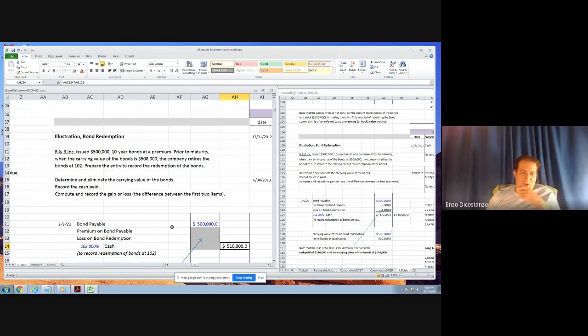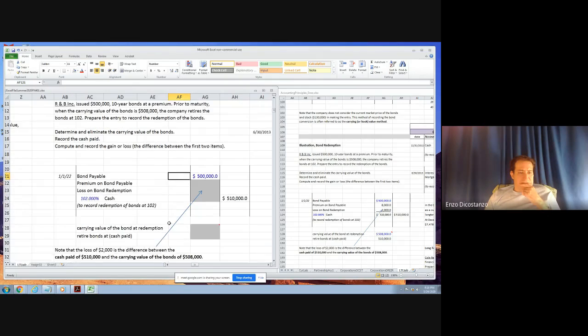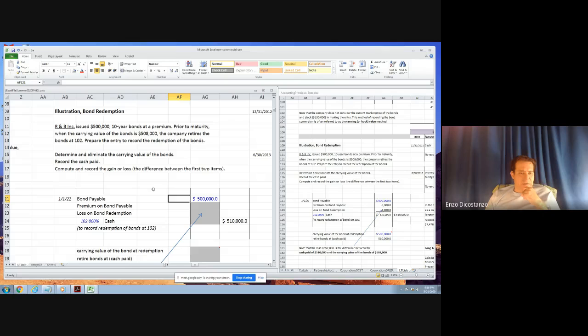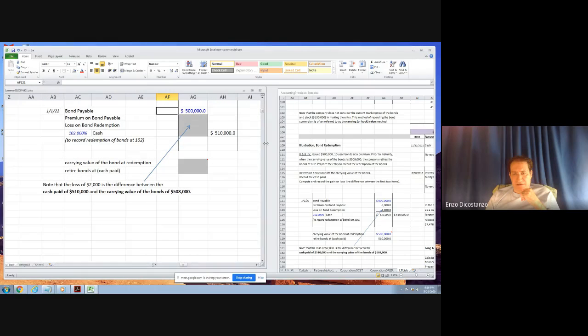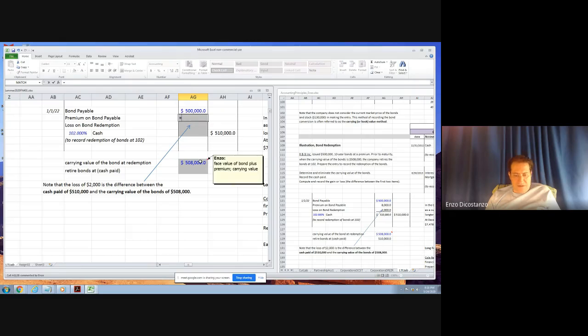Now there's a couple things going on here. We call the carrying value at 508,000. And here's simply what it is. It's the face, the bond premium. So this is 508.3. So obviously the premium is simply going to be the difference, which is what that is.